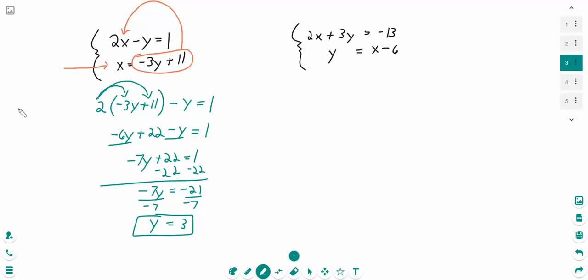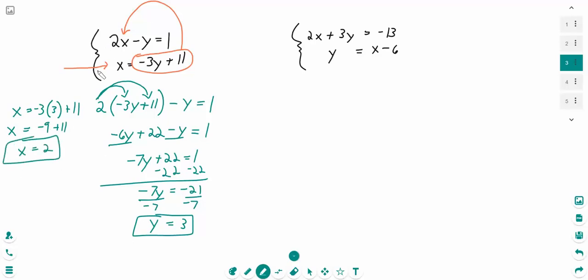So the second equation would become x is equal to negative 3 times the y, which we decided was 3, plus 11. And there we have x is equal to negative 9 plus 11. x is then equal to 2.